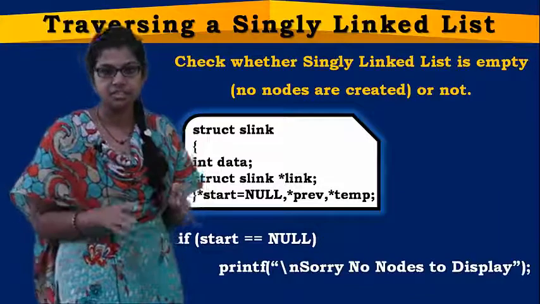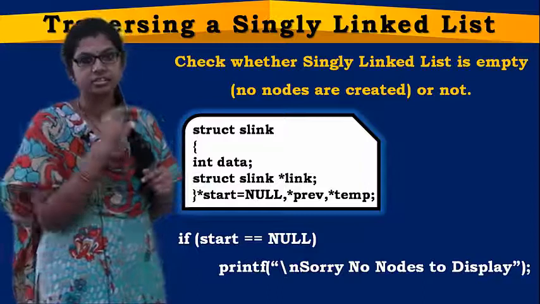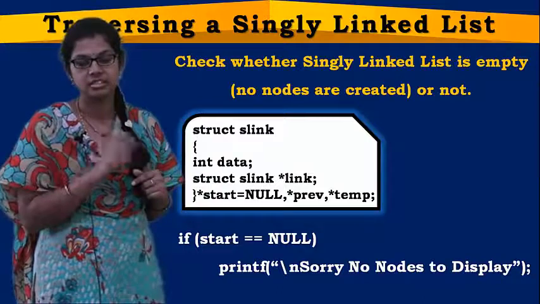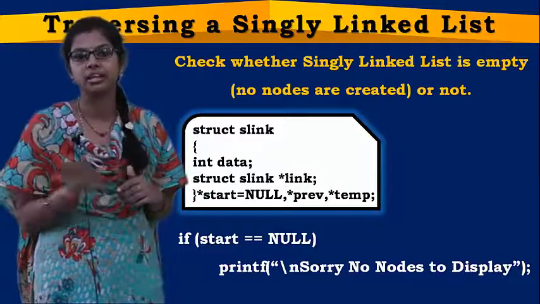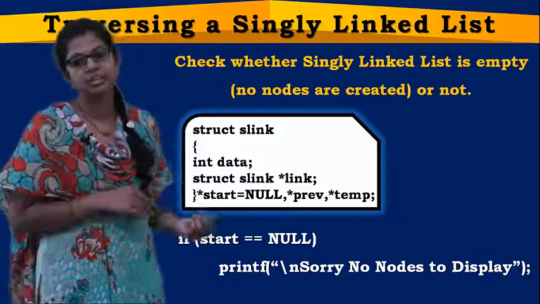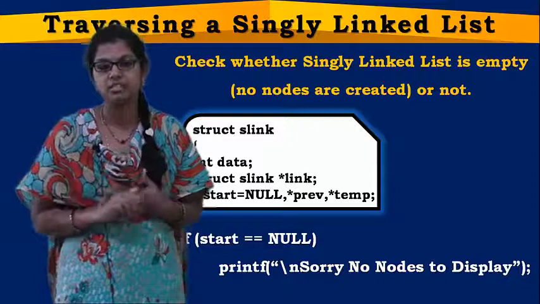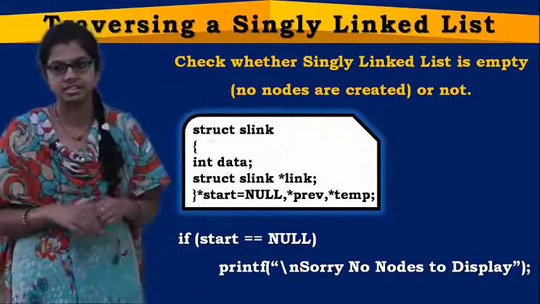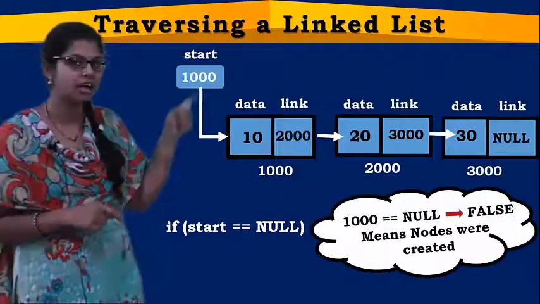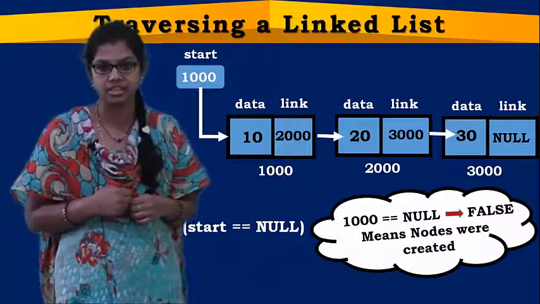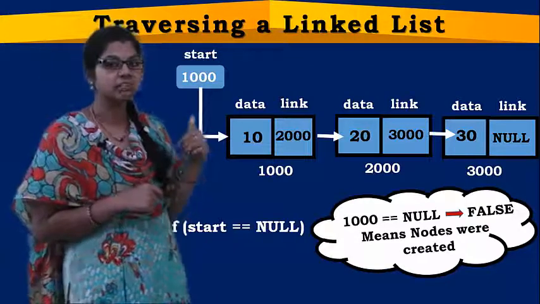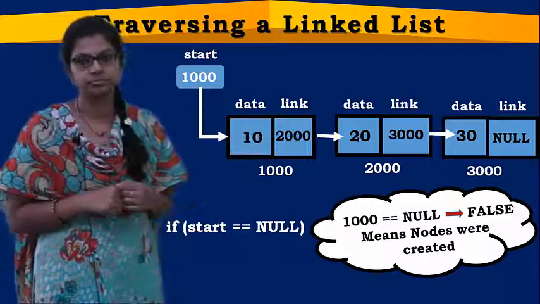If start is still holding its initial value, null, it means no nodes are created yet, so we simply give a message: sorry, no nodes to display. Otherwise, suppose we consider this linked list. See, we have created 3 nodes, right? Now here start is pointing to 1000.